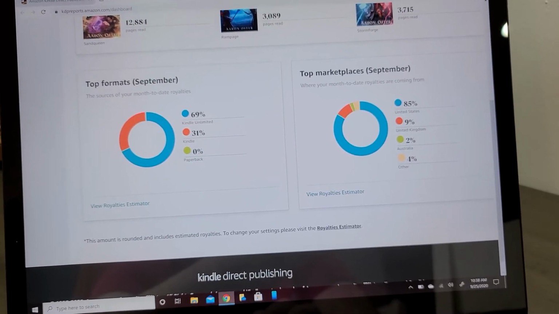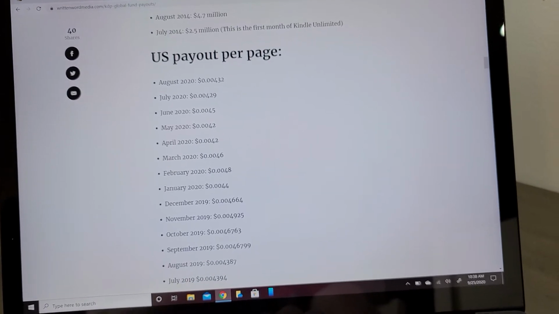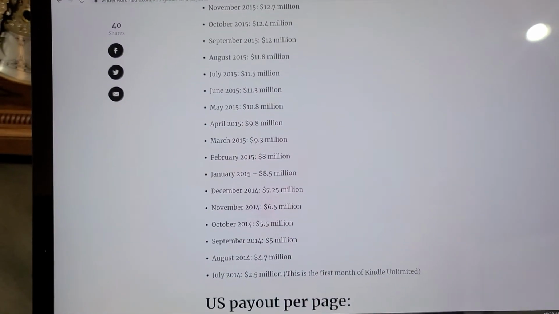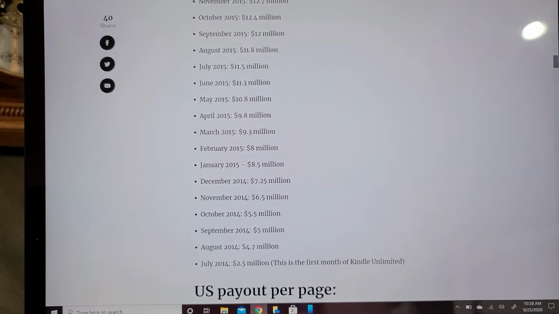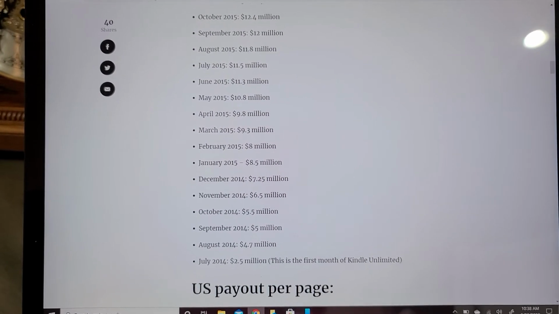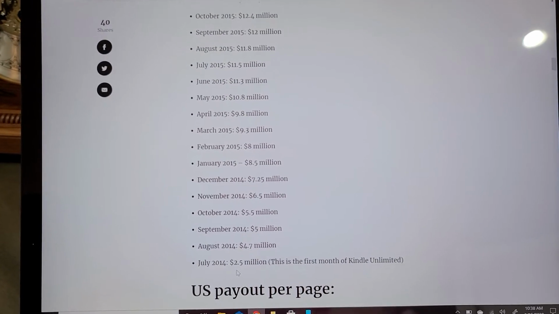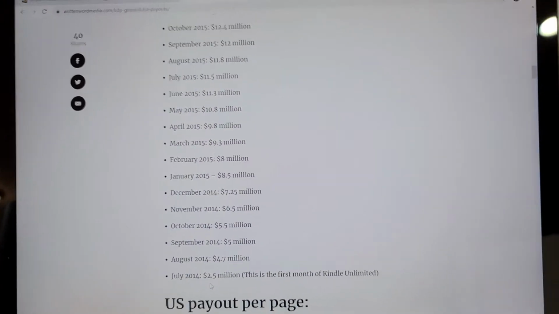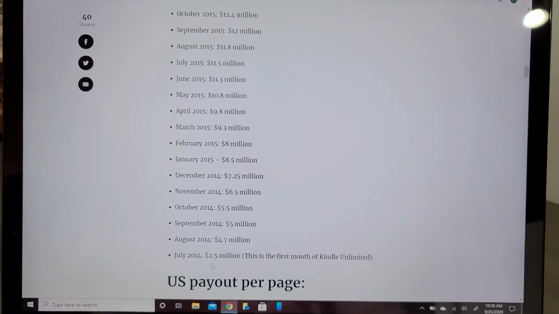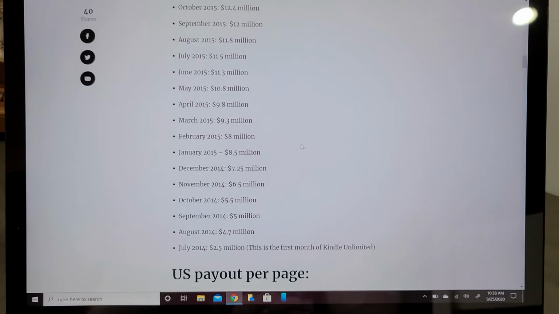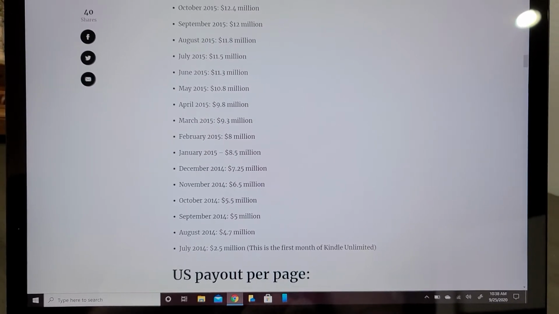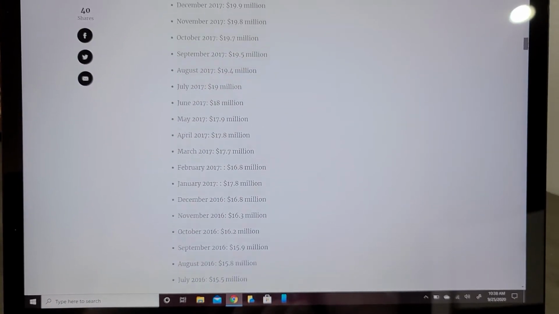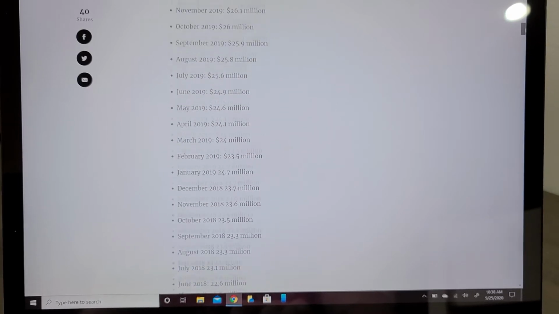Okay, so now to explain a bit more about the KDP funds. As you can see, back when they first started in July of 2014, which was the first month of Kindle Unlimited, their KDP fund, that means the amount of money they had for payouts, was $2.5 million. That means of all of their subscriptions, basically this is what they are going to be paying out to authors for Kindle Unlimited page reads. And as you can see, as time went on, it just went up and up and up and up. I mean, really, just look at that.